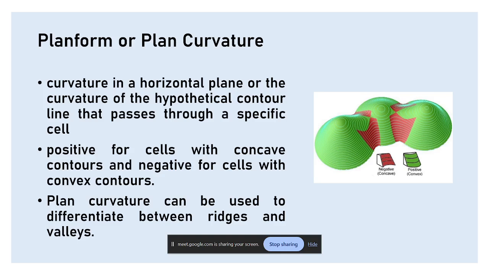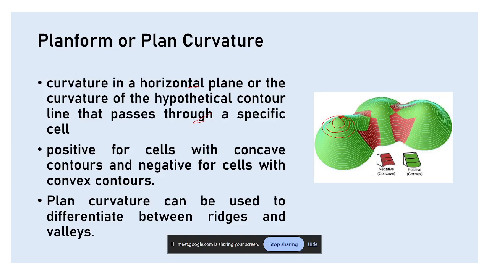Okay, so I think it's better now. So the curvature in a horizontal plane, or the curvature of the hypothetical contour line that passes through a specific cell, that is the planform or plan curvature. So here it is more or less related to the contours. Okay, so here you can see you have these contour lines, right? So this is mainly the horizontal curvature that we are talking about.